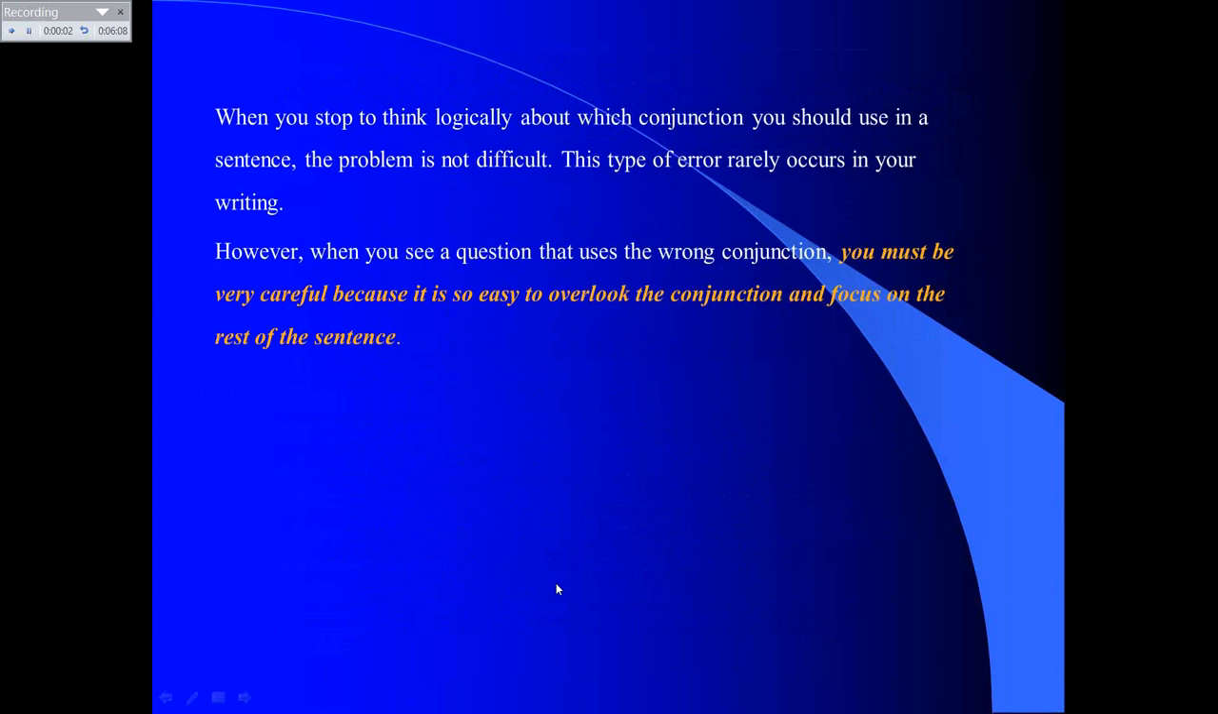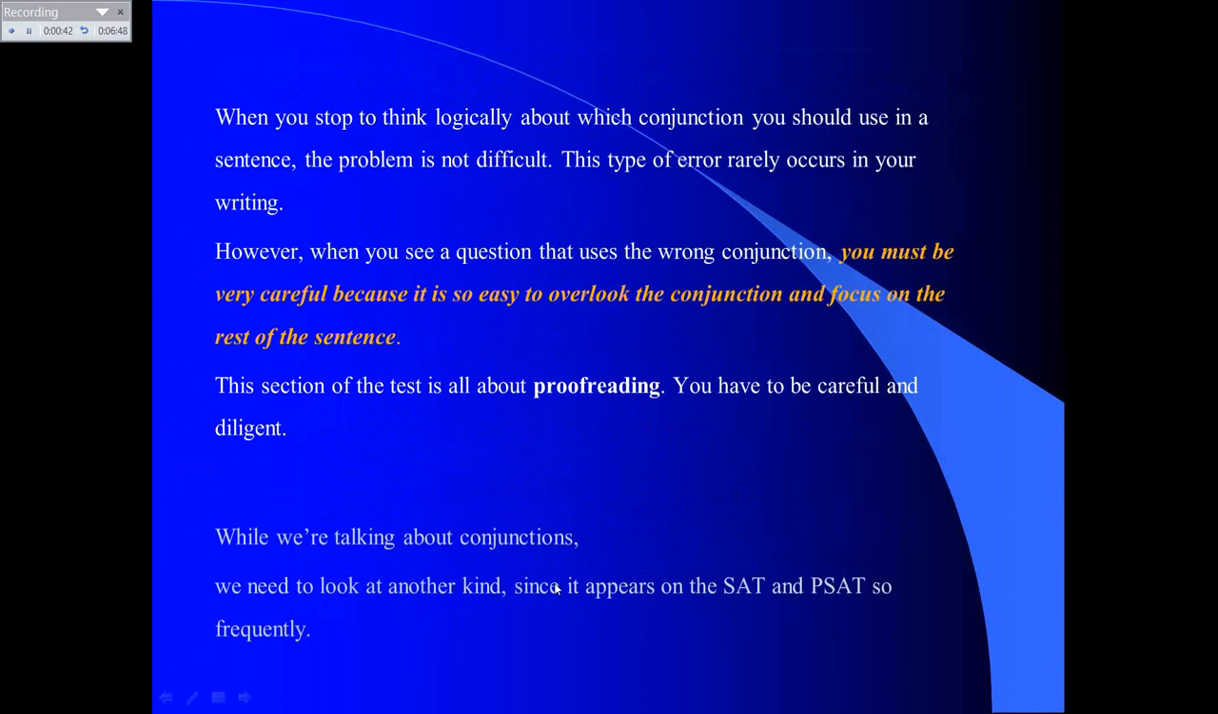When you stop to think logically about which conjunction you should use in a sentence, the problem isn't difficult. This type of error rarely occurs in your writing. However, when you see a sentence or a question that uses the wrong conjunction, you have to be very careful because it's so easy to overlook the conjunction and focus on the rest of the sentence. There's never a time in our school where we test kids over which conjunction to use. But the College Board is going to do that, basically because they like to test you over proofreading and see how careful you can be.